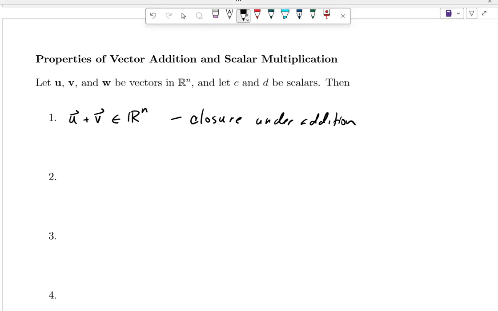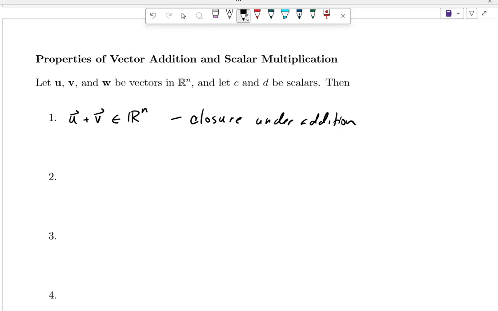To give you an example of something that is not closed, start with the integers and think division. If I divide any 2 integers, any 2 whole numbers, do I always end up with another integer? No. 1 divided by 2, for example, gives you a half. So that's an example of an operation that's not closed in the set. I start with 2 integers, and I don't necessarily end up with another integer.